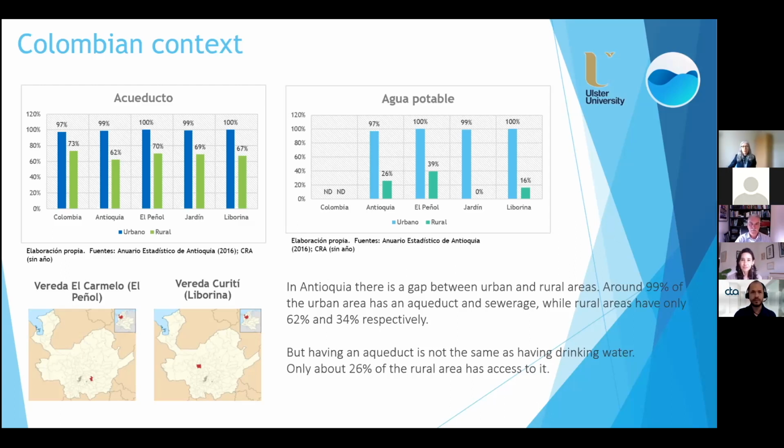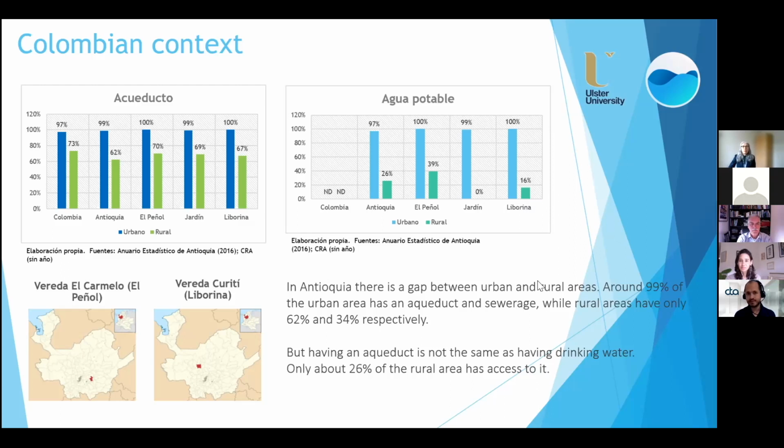In the Antioquia department, there is a clear gap between urban and rural areas, as close to 97% of the urban population enjoy drinking water and public sewage, while only 62% of the rural population count with aqueducts. But being served by an aqueduct does not necessarily mean having safe water, as only about 26% of that rural population are served clean drinking water. In some municipalities in Antioquia, the situation is even more severe. For instance, in a municipality called Jardín, 0%, that is not one household of the rural population, get safe water through aqueducts, and only 16% of the rural population in the municipality of Liborina enjoy safe aqueduct water.